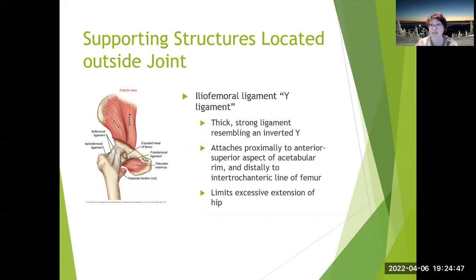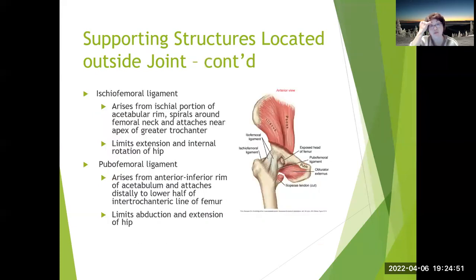Okay, we'll talk about why that's functionally important in a couple minutes. So the ischiofemoral ligament, just like it sounds, goes from the ischial portion of the acetabular rim. It spirals around the femoral neck and attaches near the apex of the greater trochanter. So we get this spiraling effect, and that has a stabilizing effect as well with the ligaments.